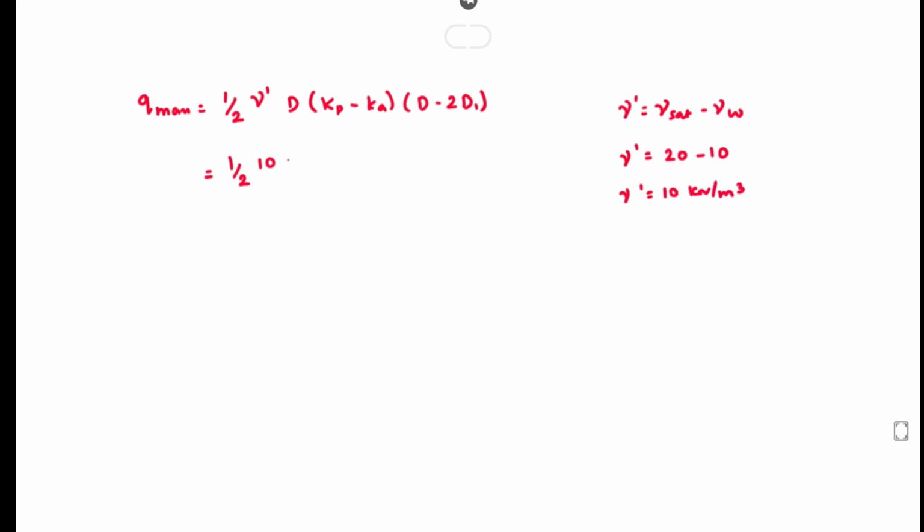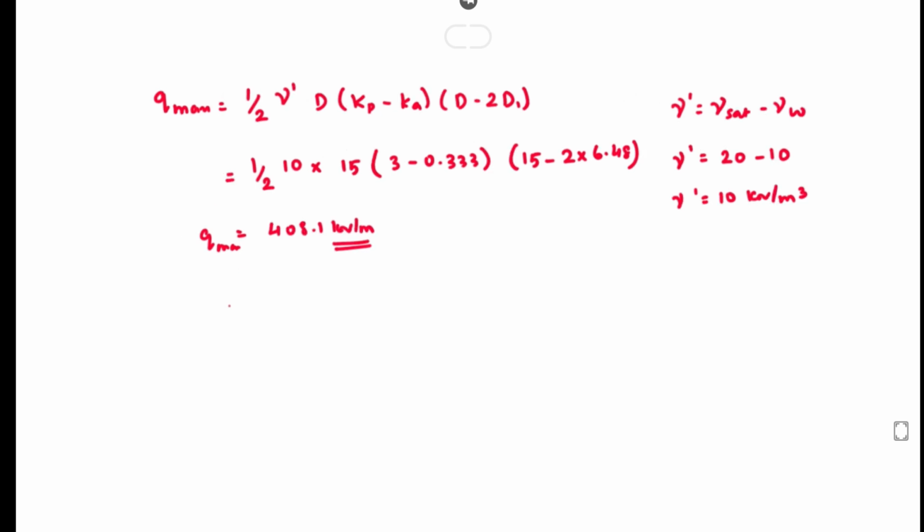Again into the D value, which we know is 15, into Kp value 3 minus 0.333, into D value again 15 minus 2 into D1, which we found out as 6.48. Solving this we got the value of Q max equal to 408.1 kilonewton per meter.